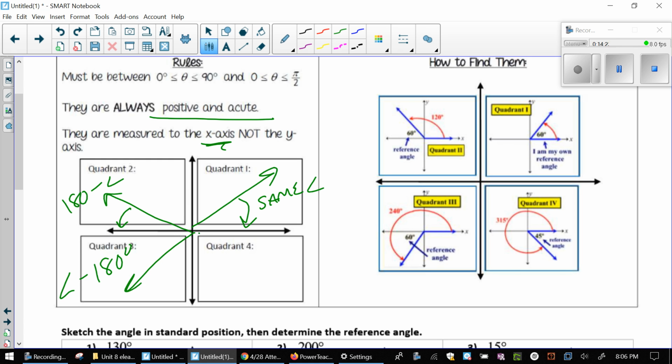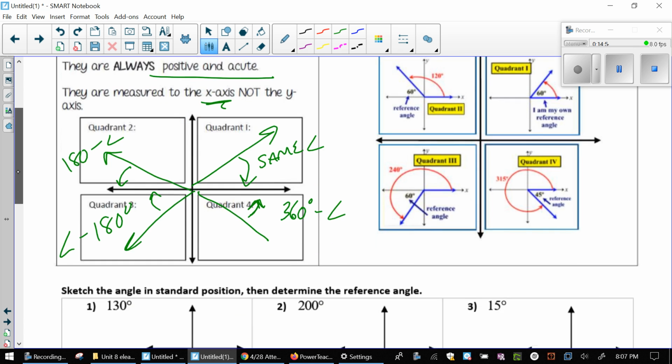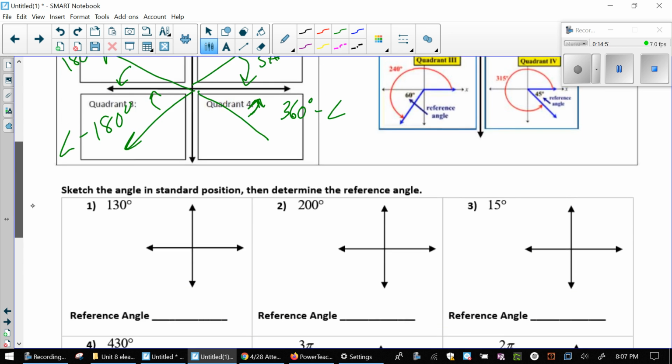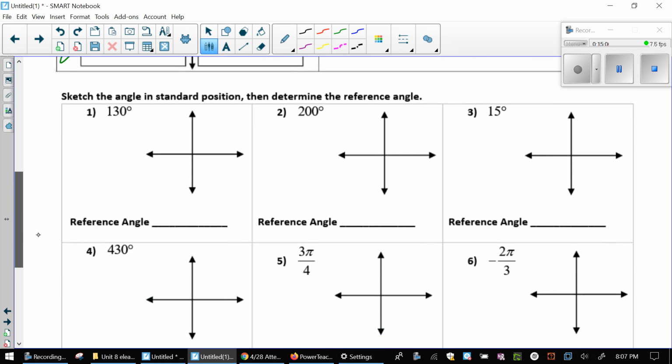If we're in quadrant 4, we're going to be right here. So we're always going to that reference or to that x-axis, and we're going to take 360 and subtract the angle. Okay? All right. So again, remember, positive and acute. Reference angle is always positive. Doesn't matter which quadrant it's in, it's always positive. Doesn't matter if you have a negative angle measure to start with, reference angle is always positive. And we always draw it either up or down to the x-axis. Never over to the y-axis, always up or down. Okay?